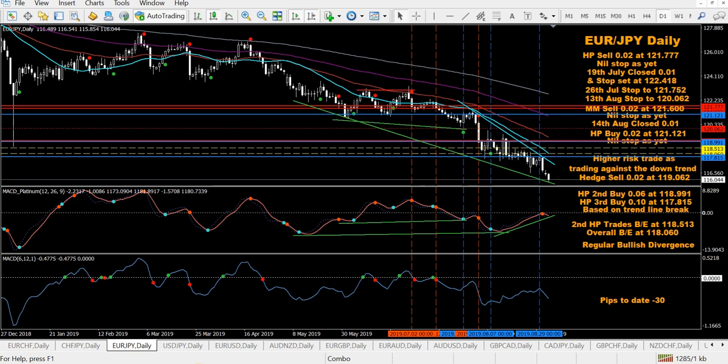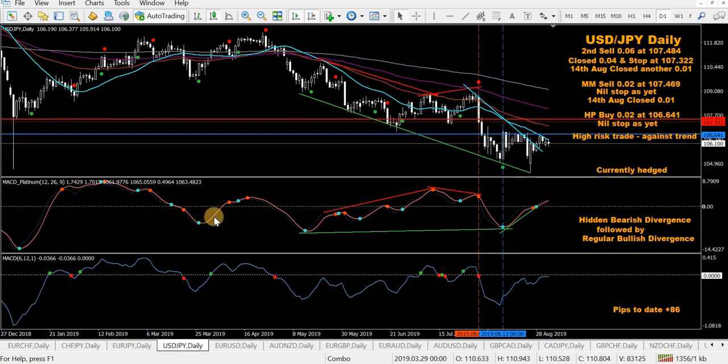Got the USD, Japanese yen. Here's the yen. We took a sell back here, and I think I'm in two sells here, a HP and a mod MACD. They're on the same level. I've taken a HP buy, so it's currently hedged at the moment, so no dramas there. So it's looking alright, except as usual the yen pair's just going sideways.